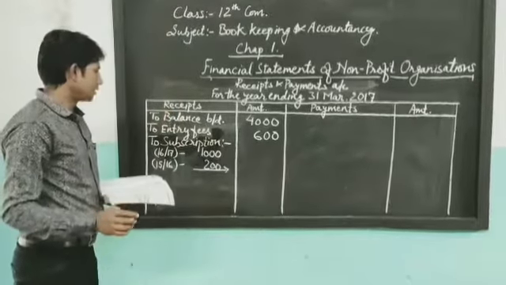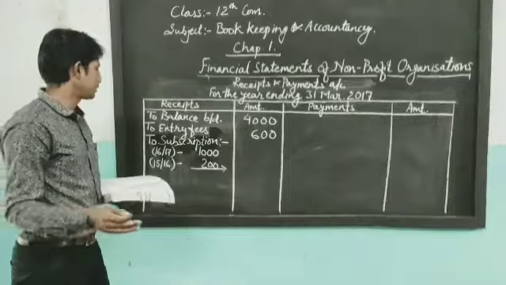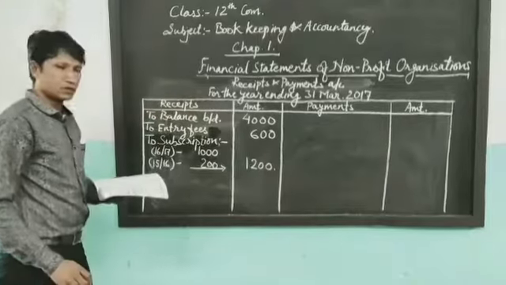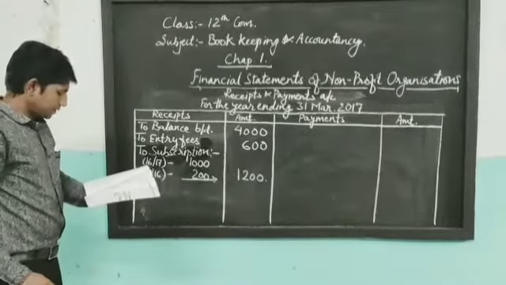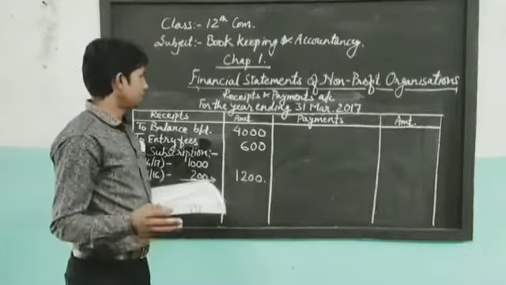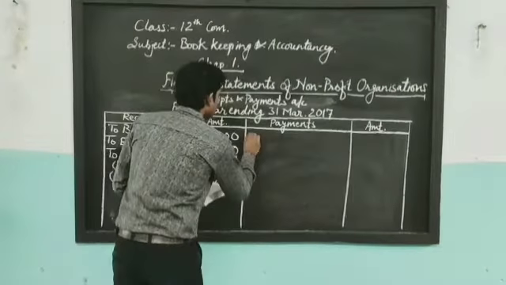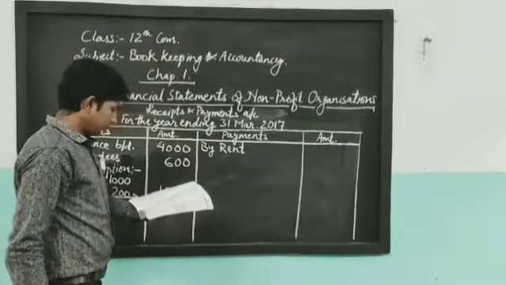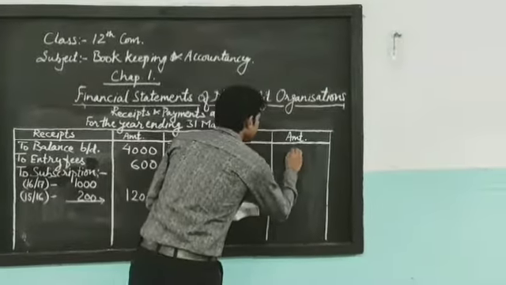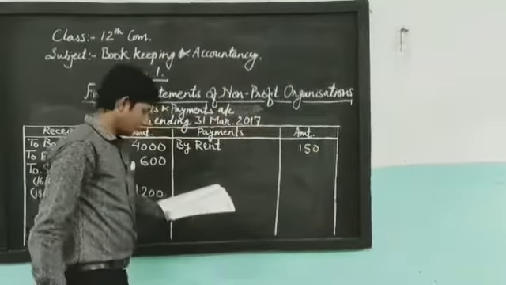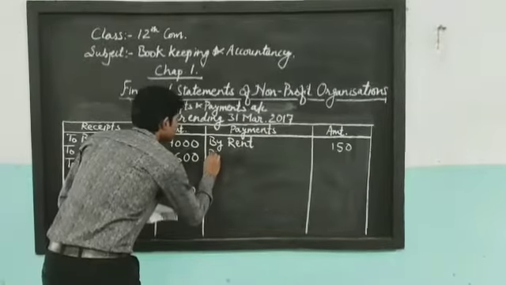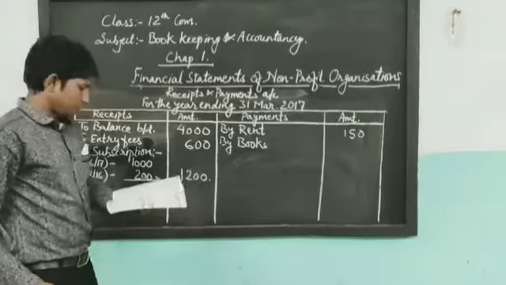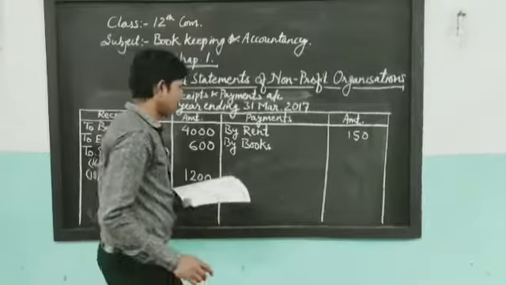So the total subscription for the current year and for the previous year is received 1,200. It will be recorded in the amounts column. Then it is written rent paid. Rent is paid, therefore it will be entered in the payment side by rent. Rent was paid rupees 150. Then books purchased, by books, rupees 1,100.